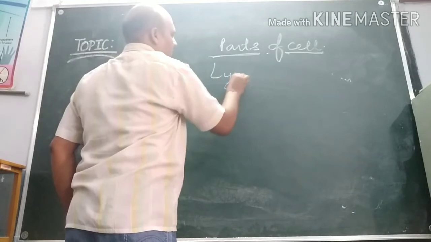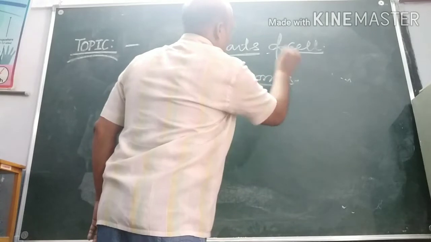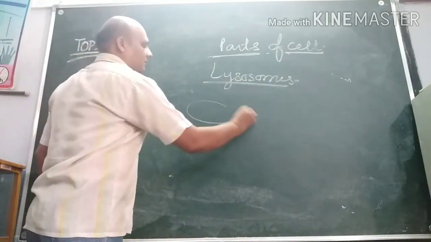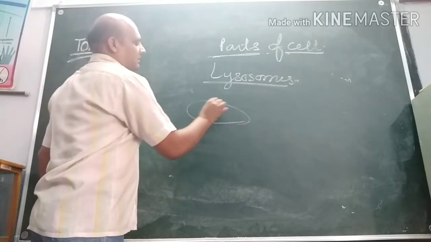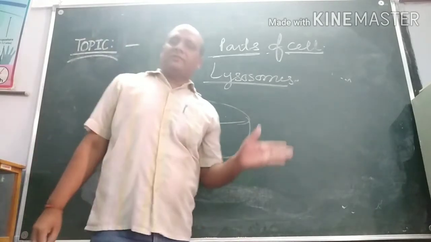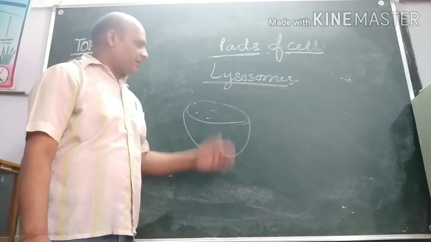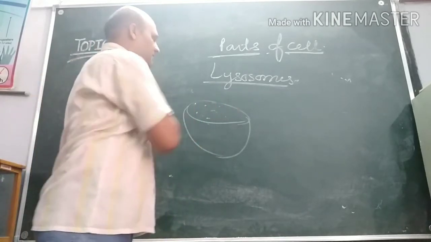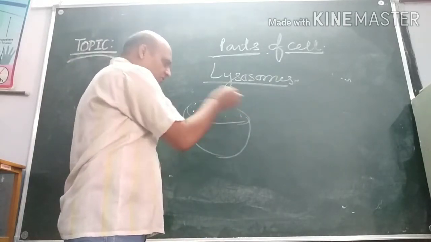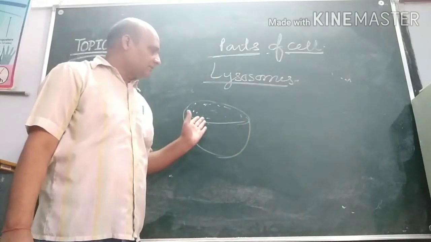Lysosomes. The lysosome is a bowl-shaped structure composed of enzymes which help in the digestion of food. In any metabolic disturbance, it bursts, releases enzymes and digests its own body cells. So it is known as the suicide bag of the cell.